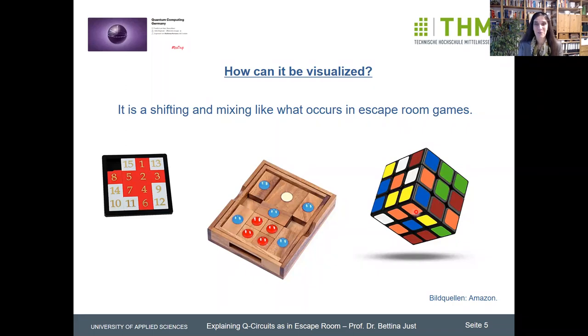Another idea that comes to mind, which at least I've never seen in an escape room, but which is present to everyone, is a Rubik's cube. Also here you have to mix up and turn until a certain state is achieved. Okay, so the question was, can this teleportation algorithm with its proof be visualized in some sense? And the answer is yes, otherwise I would not be here today. Let's see how it works.